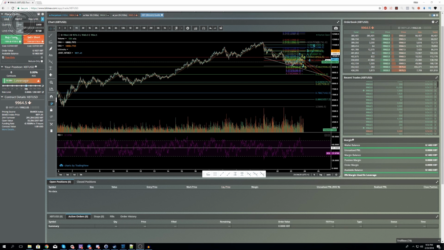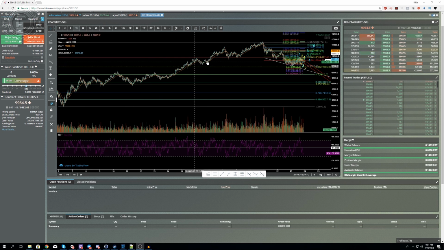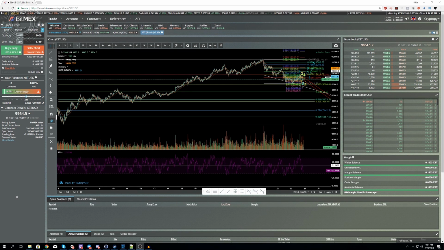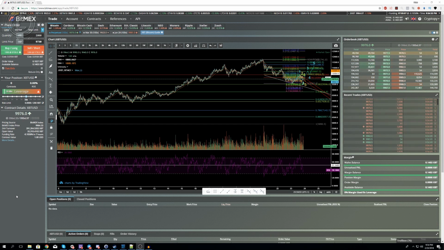Alright, so right here, guys, you can see the bull trend, right? And we're on BitMEX here, guys. BitMEX is a futures contracts platform where you can go both long and short with your Bitcoin in order to make more Bitcoin.